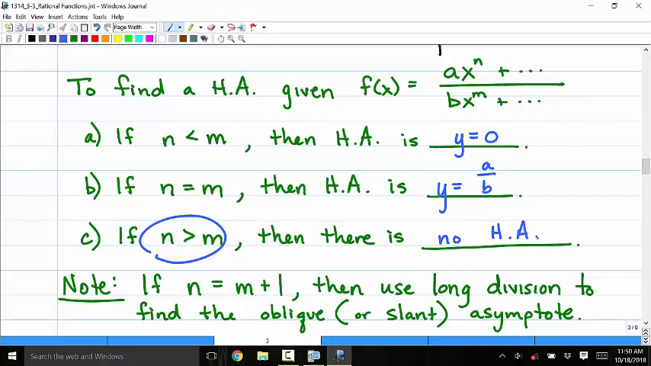I remember someone saying stuff like that. I don't know. I just remember if it's top-heavy, there's no horizontal asymptote.